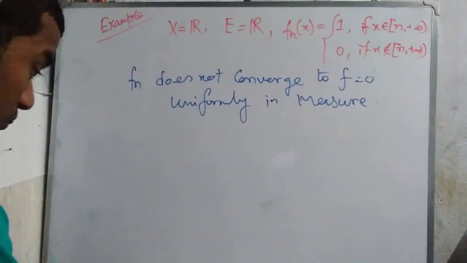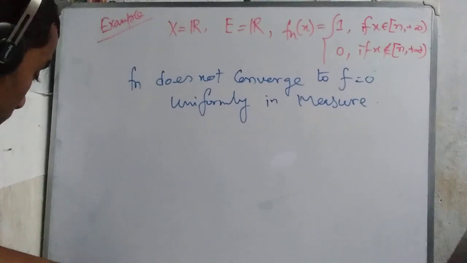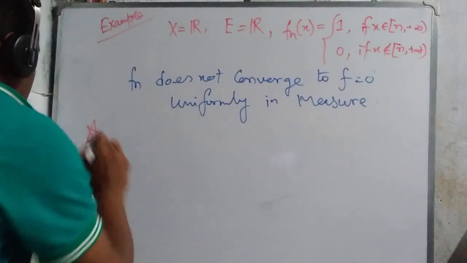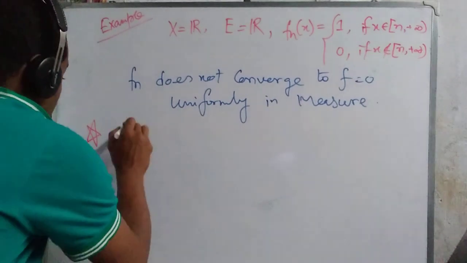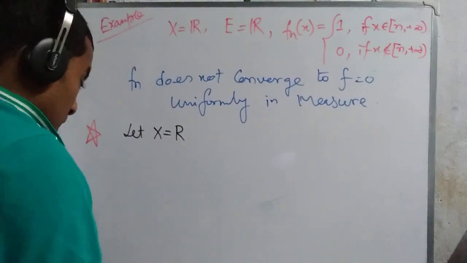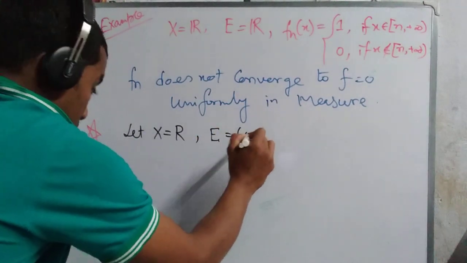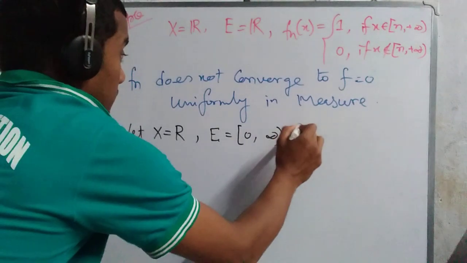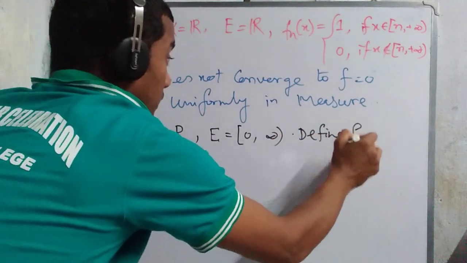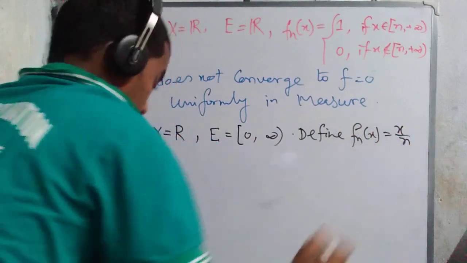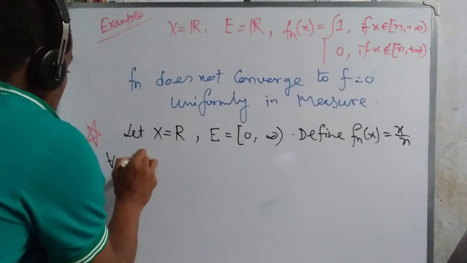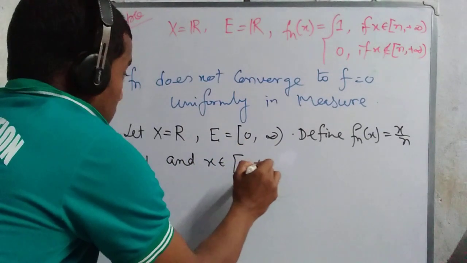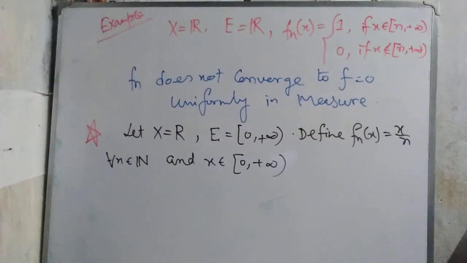So next we also discuss another example related to this convergence. Okay, another example we write now. Here let X = R and E = [0, ∞), and define f_n(x) = x/n for all n ∈ N and x ∈ [0, +∞). Okay, then what happened?